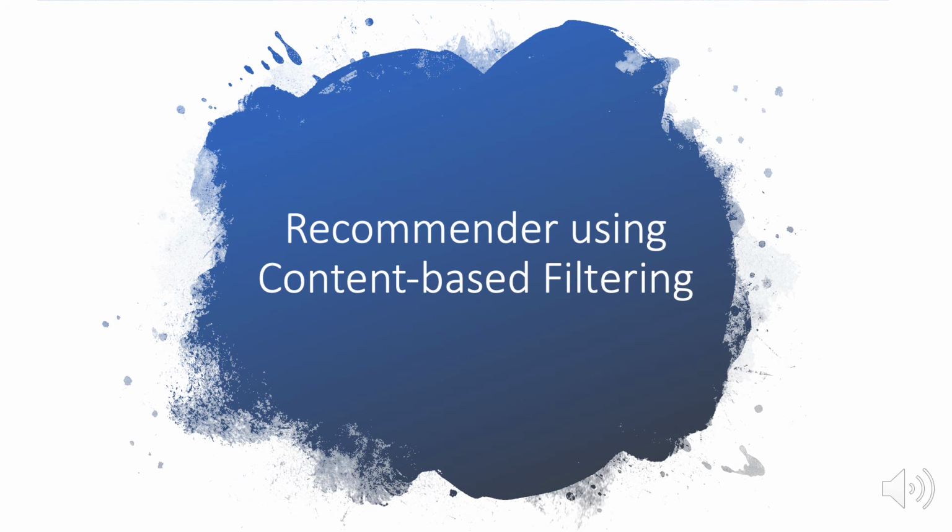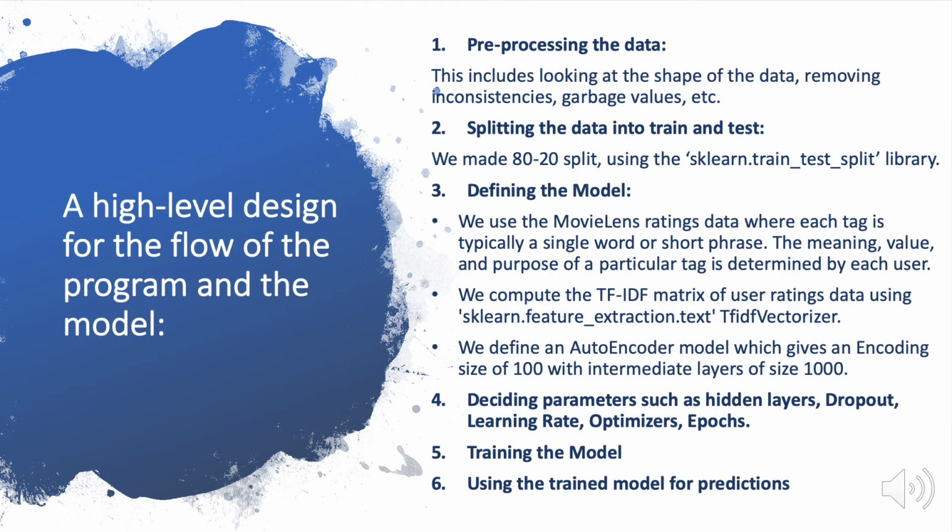Next, we move on to the second popular method for movie recommendation, which is the content-based filtering. We went about creating the autoencoder model as follows. We pre-processed the data to remove inconsistencies and garbage values. We then split the data into train and test, making an 80-20 split. Then we created an autoencoder model which gives encodings of the TF-IDF vectors of the user ratings data. We then tuned the hyperparameters, trained the model, and used the model to make predictions.